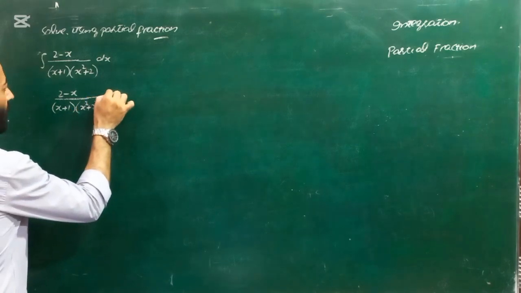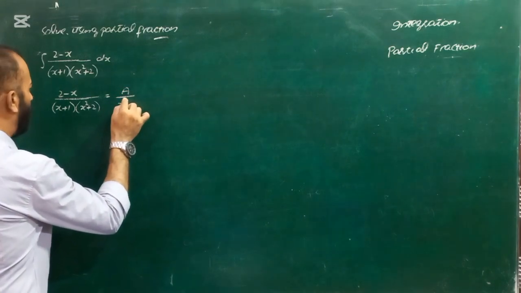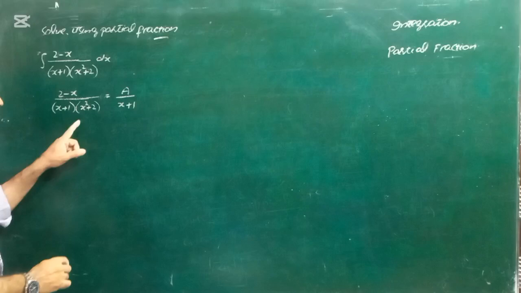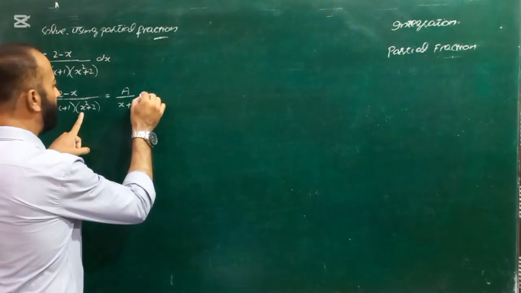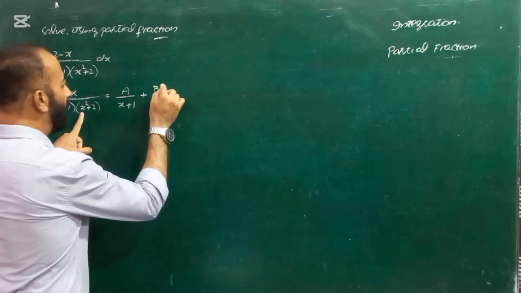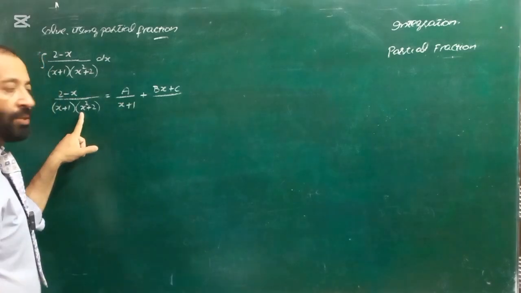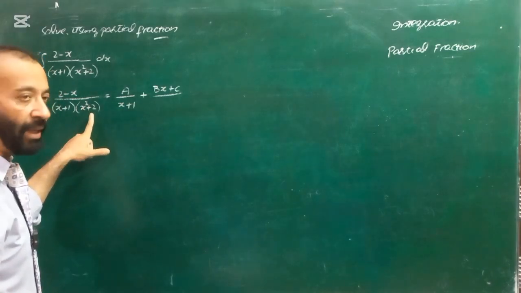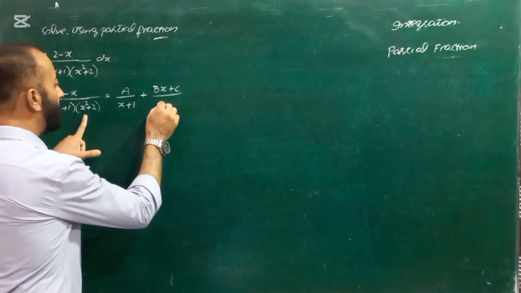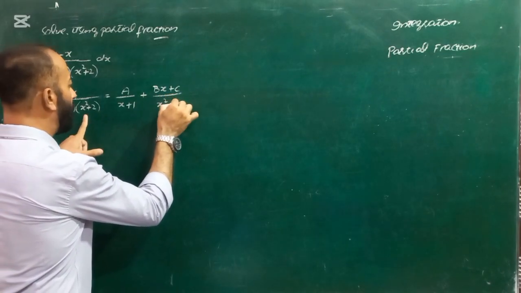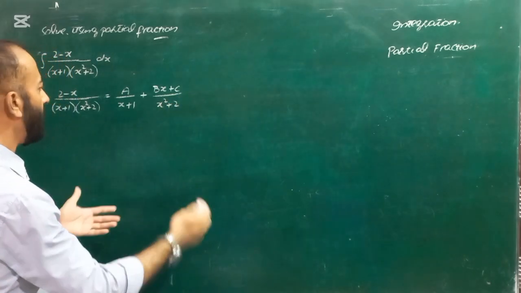So linear bracket will be put in the denominator of a, and the quadratic equation's bracket will be put in the denominator of bx plus c. So this is the new thing. Whenever there comes a quadratic equation, that will be put in the denominator of bx plus c. So x square plus 2. So from here onward we will follow the same steps.